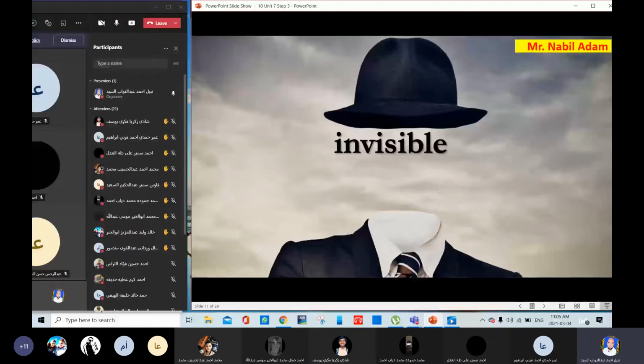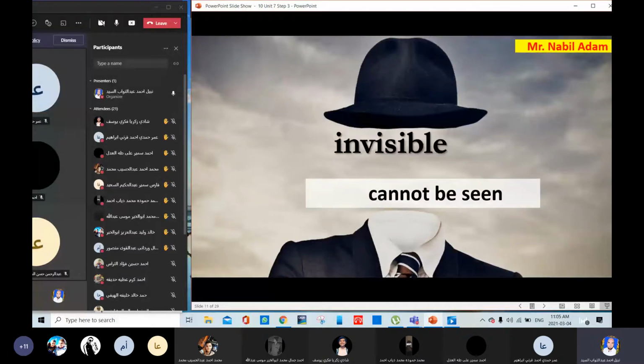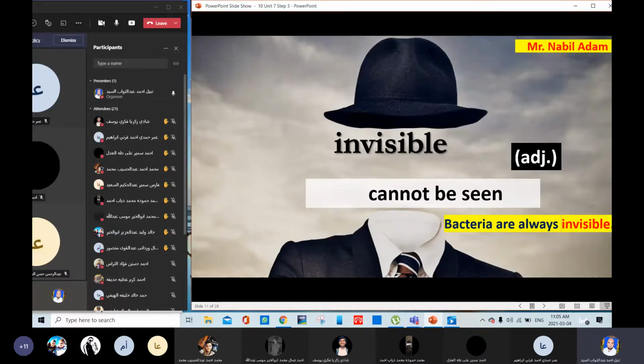Can you see this man? No. His face is invisible. Invisible means cannot be seen. Of course, you cannot see bacteria, microbes, viruses, all these tiny things are always invisible. You cannot see them unless you use a microscope. Bacteria are always invisible. Invisible cannot be seen.